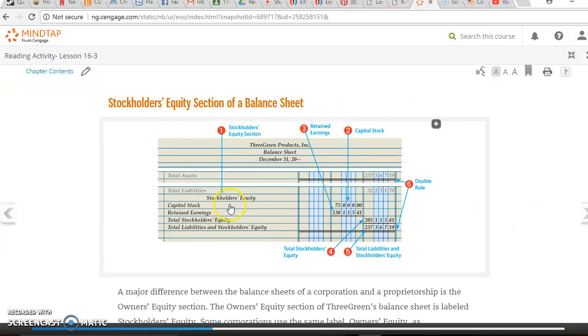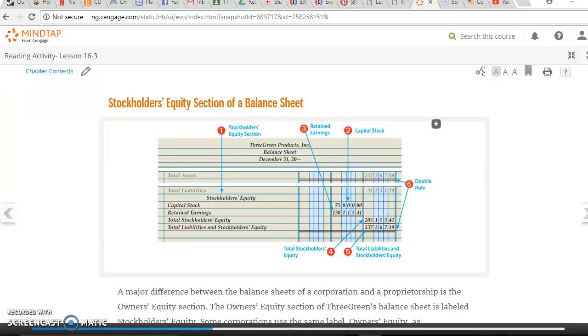And then you have your stockholders' equity section. We talked about updating your statement of stockholders' equity; that is where you get these new balances from: your new balance of capital stock and your new balance of retained earnings give your new balance of total stockholders' equity. Again, your assets should equal your liabilities and your equity, in this case stockholders' equity.